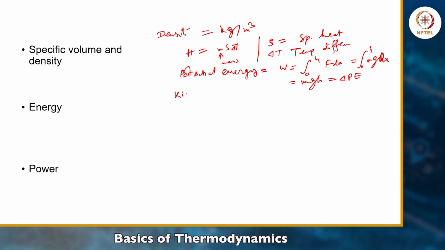Kinetic energy, W equals mv square by 2, not m square, mv square by 2, equals del KE. Specific volume I already told, meter cube per kg, just the opposite of density.